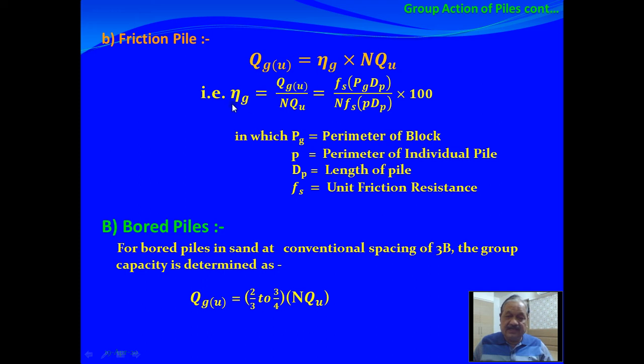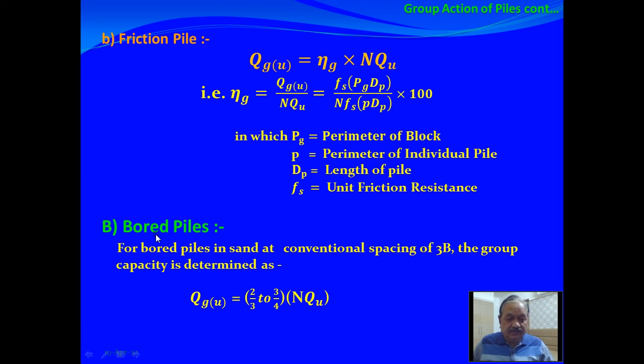This eta g is determined as Qgu by N Qu, and this Qgu is determined as Fs into Pg dp, as it is in the sand and gravel, divided by N Fs into p dp, in which Fs is the unit frictional resistance, Pg is the perimeter of the block, dp is the length of the pile, and small p is the perimeter of the individual pile. Substitute all values, you'll get Qgu, then Qu, and then eta g. If you put this eta g here, you'll get the load carrying capacity of a group of friction piles in sand and gravel.